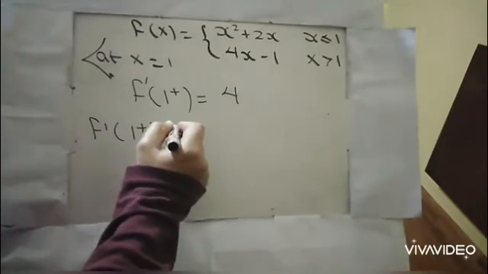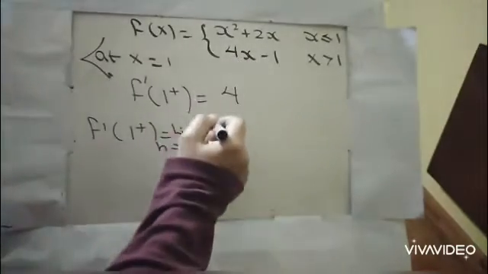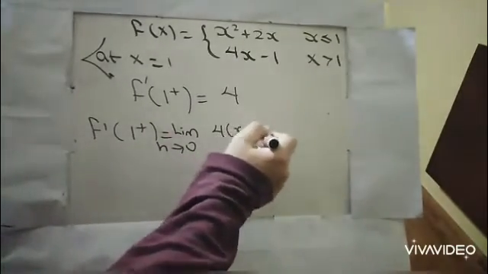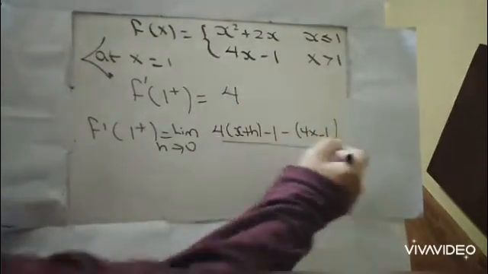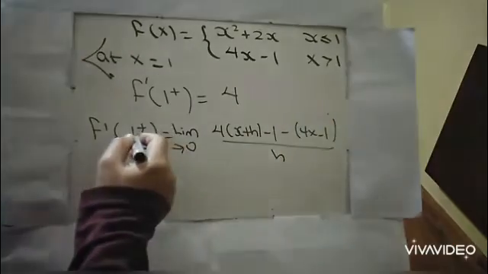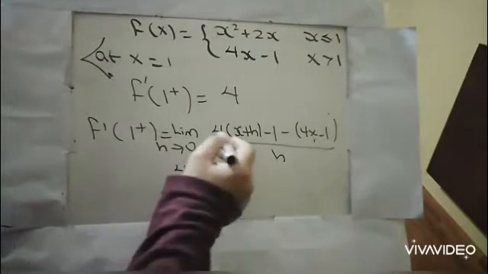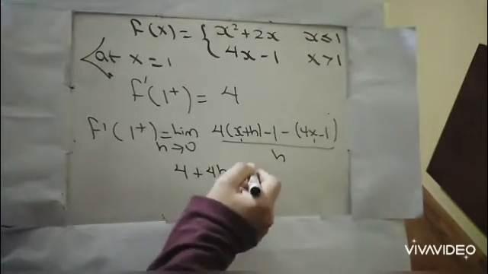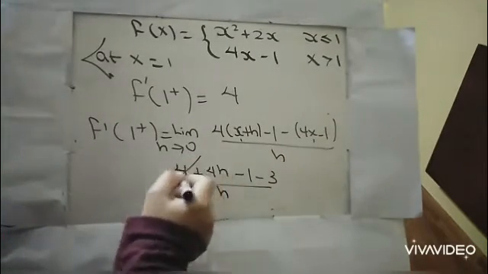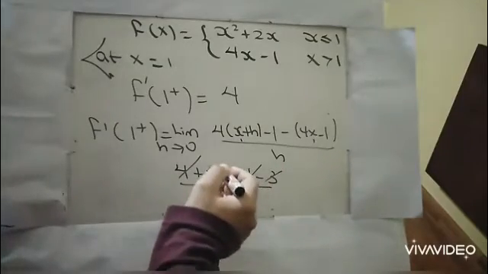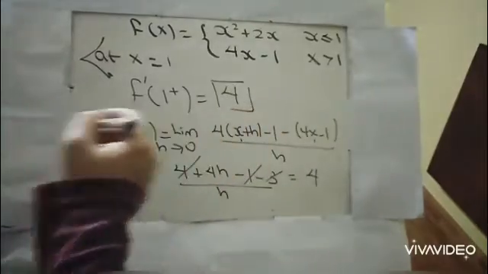f dash 1 positive, by the method of rate of change, we said limit h approaches 0 of f(x plus h) minus the function itself, which was 4x minus 1, over h. But we are discussing at x equal 1. So I will put 1 instead of x here. 4 times 1 will be 4, and 4 times h will be 4h, minus 1, and minus (4 times 1, 4, 4 minus 1, 3), over h. So 4 minus 1, 3, and 3 minus 3, 0. So it will be 4h over h, which is equal to 4, as we said by the quick method.